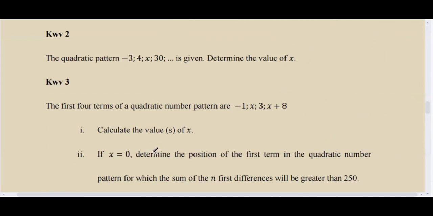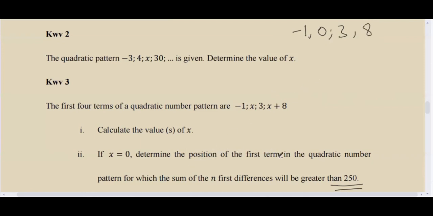Then let's check now. Determine the position of the first term in the quadratic number pattern for which the sum of the n first differences will be greater than 250, right? So now that we have our x is 0, so this means our quadratic pattern is -1, and then 0 here, then we have 3, 0 plus 8 is just 8, right?